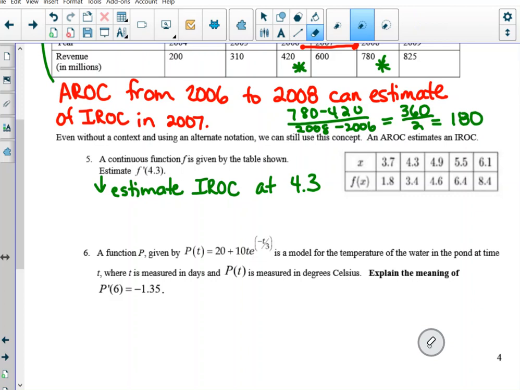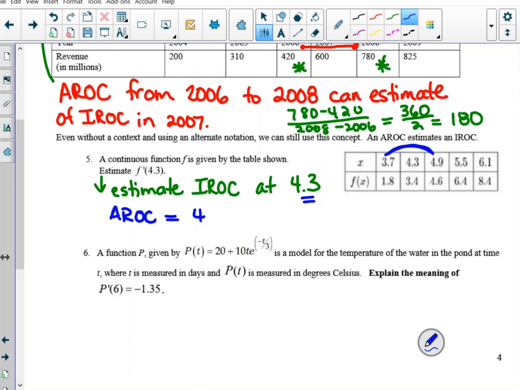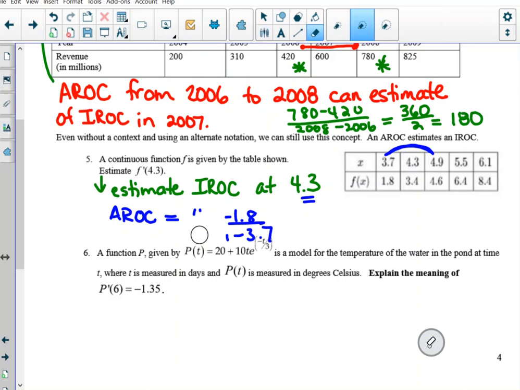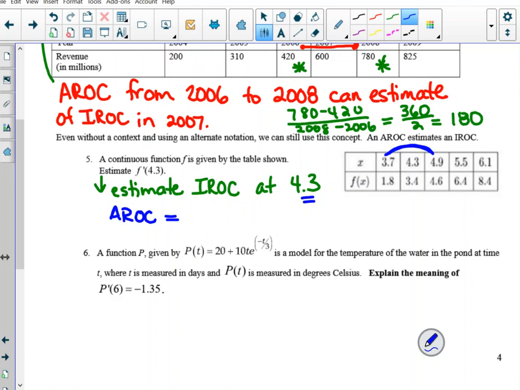But if we want the best estimate, we get as close to that x value as possible on either side. So if I wanted to estimate the instantaneous rate of change at 4.3, I would use this average rate of change. I would say, all right, 4.6 minus 1.8 over 4.9 minus 3.7. And whatever that calculates out to be, I'm not going to worry about that right now.